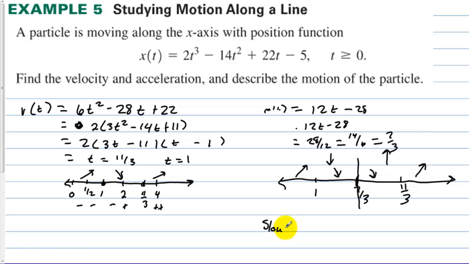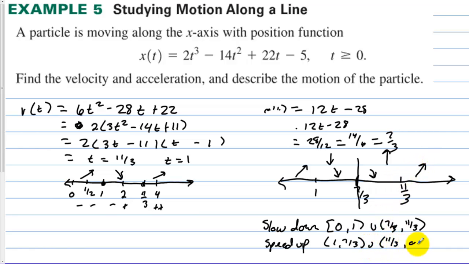So we need to find out slowing down and speeding up. From 0 to 1, the acceleration is negative, but the velocity is positive, so that's slowing down. And then from 1 to 7 thirds, we're speeding up. Then slowing down from 7 thirds to 11 thirds, and then speeding up again from 11 thirds to infinity.